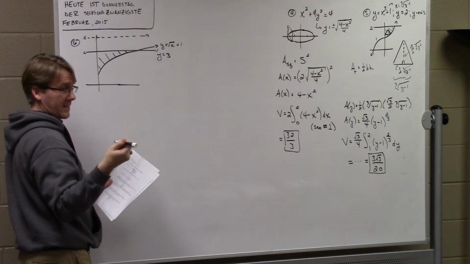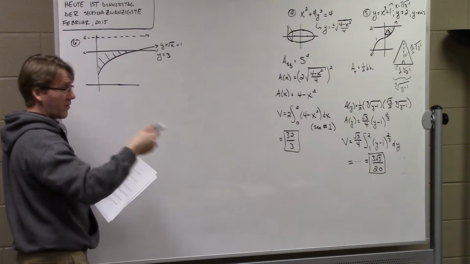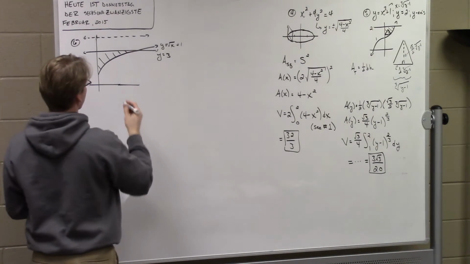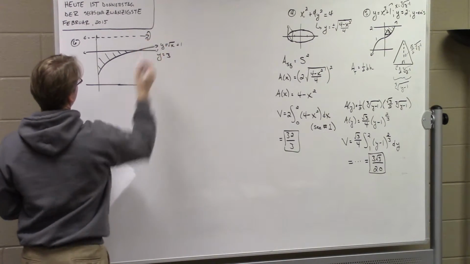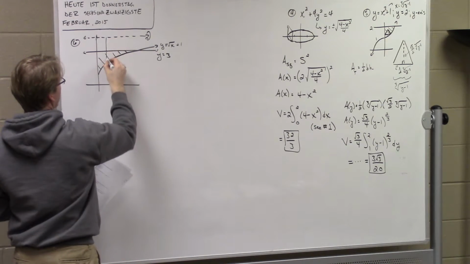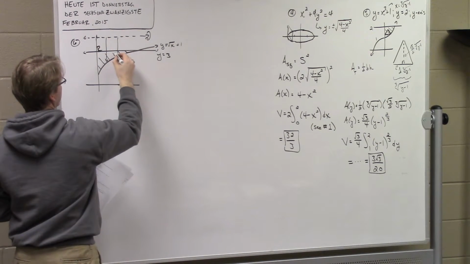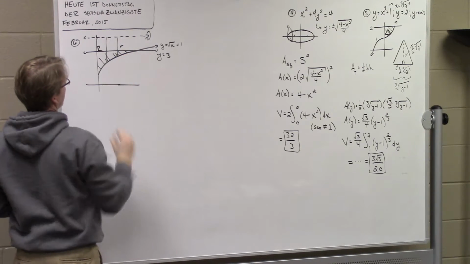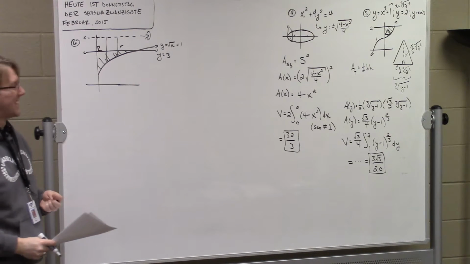Y'all rotated around the x-axis. So you did, y'all rotated around the line y equals 5. That was good. So here's the one we're going around. My outside radius will be that. My inside radius will be that. Yes, that's actually pretty cool, actually.